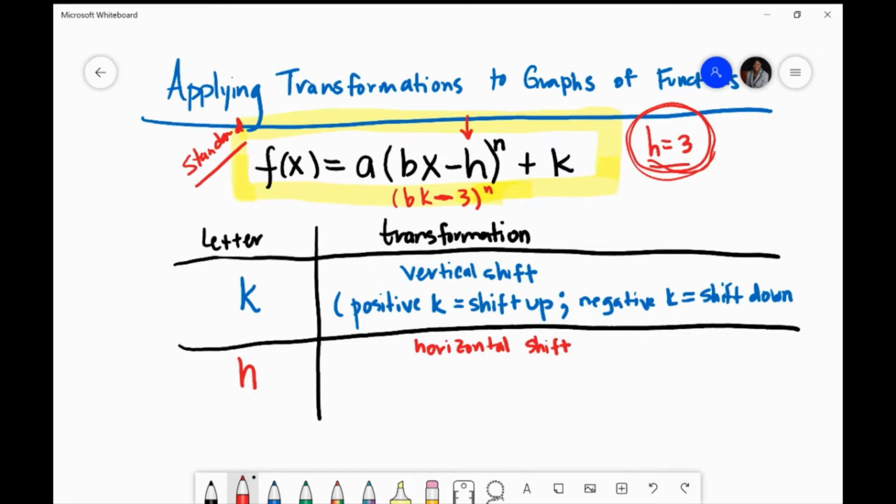All right, so just write, just in case you don't understand why I wrote it like this. All right, positive H equals shift right.